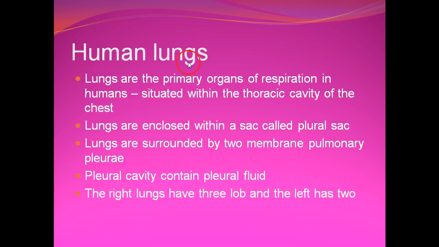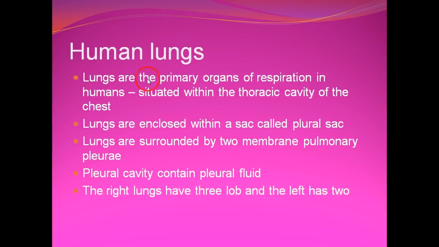Next is about human lungs. Lungs are the primary organs of respiration in humans, which are situated within the thoracic cavity of the chest. Lungs are enclosed within a sac called the pleural sac. Lungs are surrounded by a two-layered membrane called the pulmonary pleurae. The pleural cavity contains pleural fluid. The right lung has 3 lobes and the left has 2.